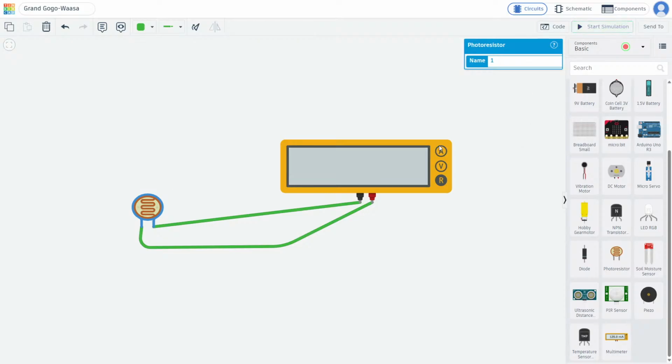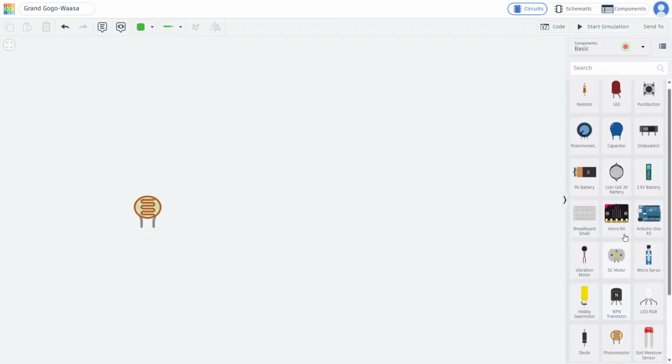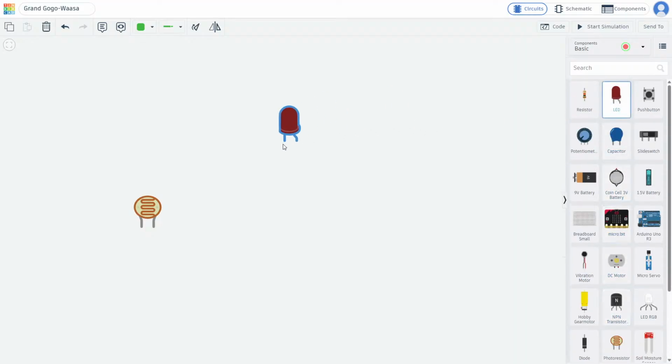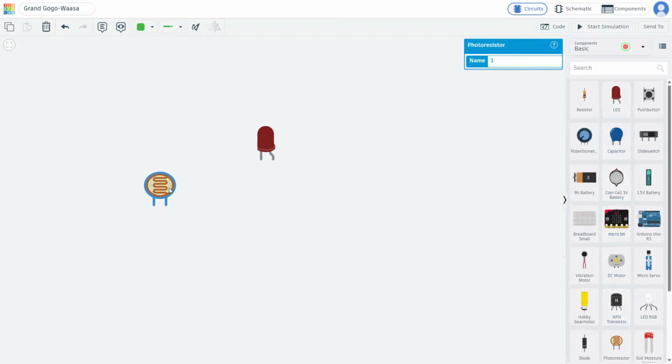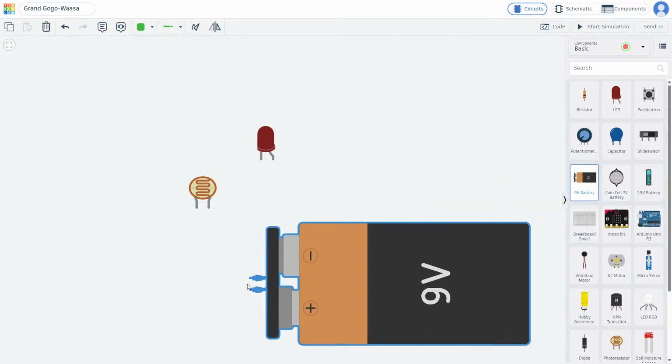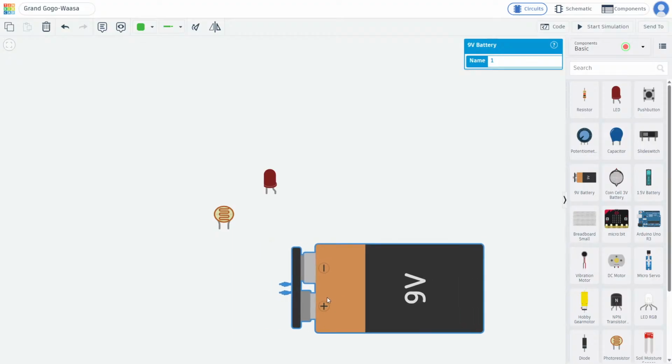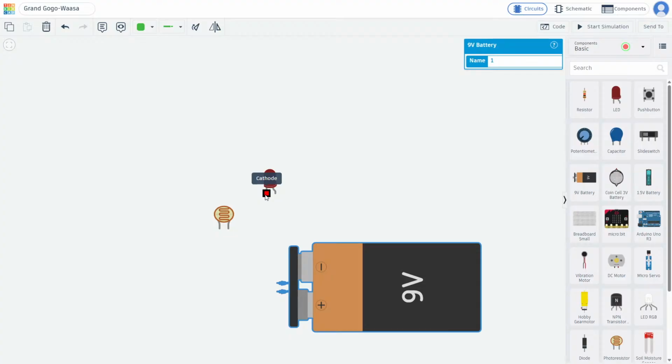So let's stop the simulation for now. Let's take this out. So what do we need? We need an LED. We already have the LDR. And also we need a battery or some kind of a power supply. We can use the 9-volt battery. So positive. Remember that the cathode and the anode must be connected appropriately, otherwise this will not work.